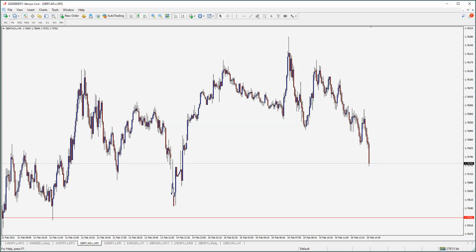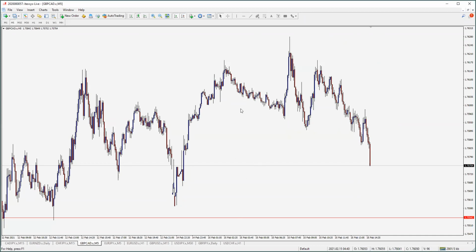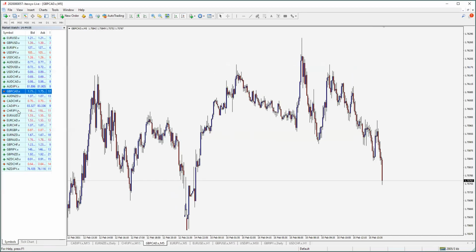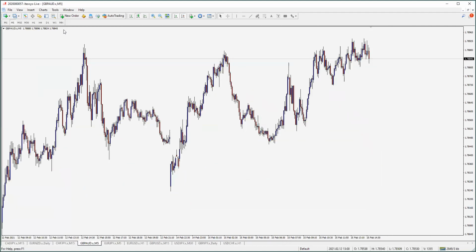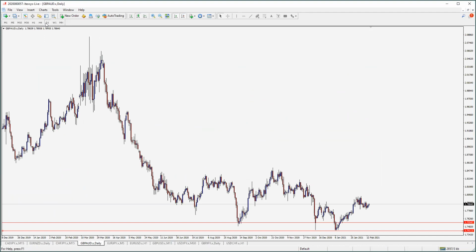Okay, let's go for the pound against the Aussie. I think we discussed this, or maybe I'm not sure. Let's check. We discussed all the pound pairs today. That's the pound against the Aussie daily chart. You can see what's going on here. It seems, at least from this daily chart, there is a kind of reaction from this supply from the left here.